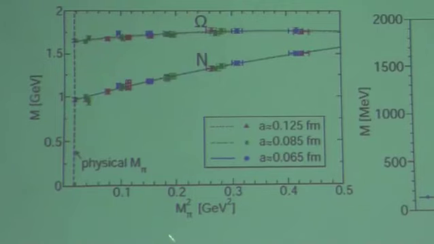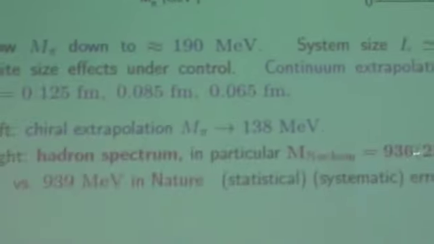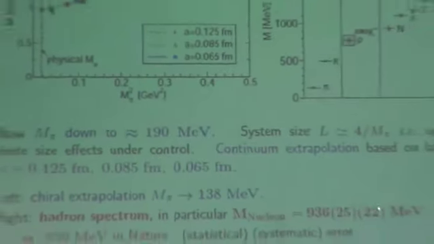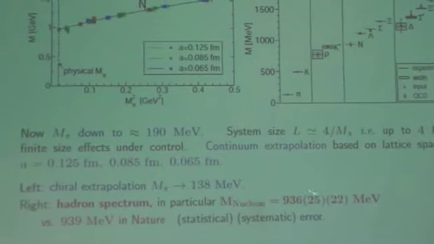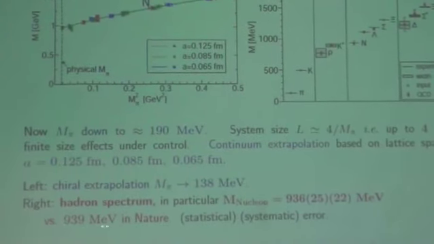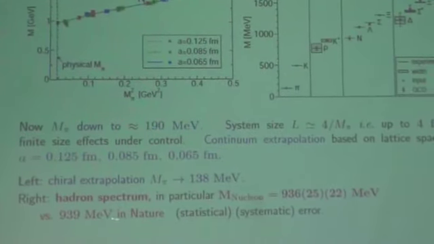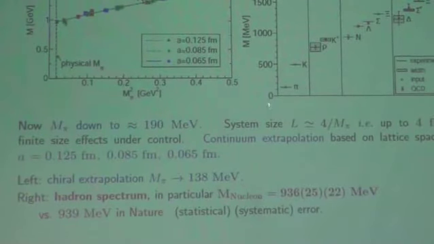final value here. And now if they do this extrapolation, they get, for instance, for the nucleon mass this value. This is statistical and systematic error. If you take it together, that makes an uncertainty of about 3%, and it is nicely compatible with the value in nature. And then you can look also at different hadron masses.